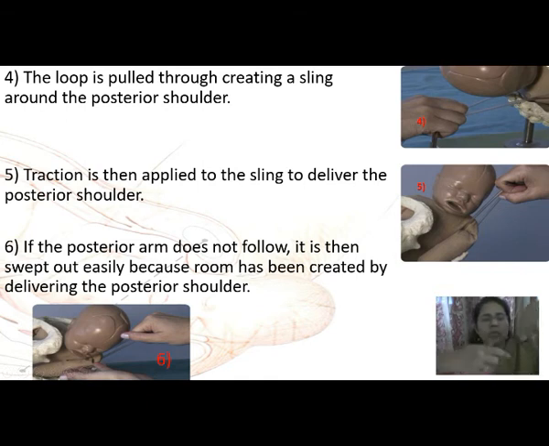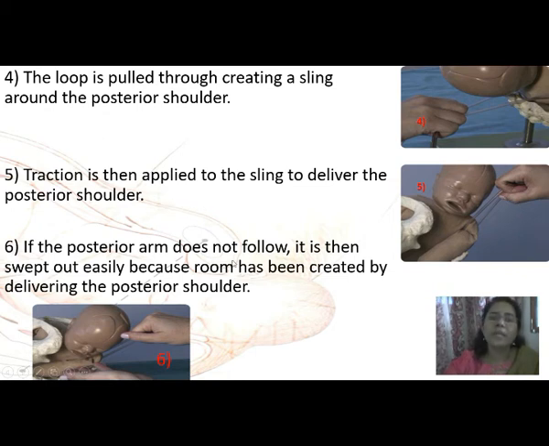Both this part and this loop should be held like this, and you can apply an artery clamp here. Then traction is applied to the sling to deliver the posterior arm. You can see from this picture, the loop is introduced on one side, and the opposite side is taken, and both are clamped with an artery clamp, and we can use pressure or traction on the sling to deliver the posterior shoulder.